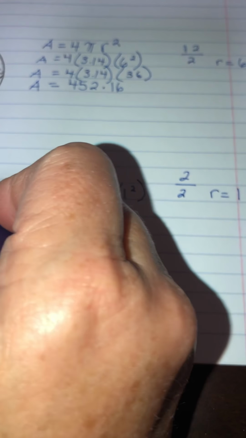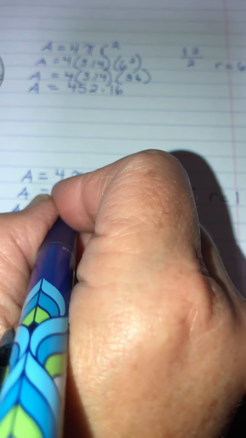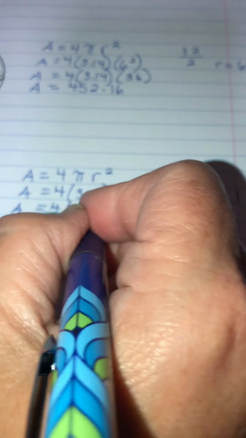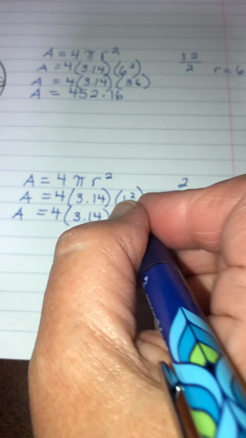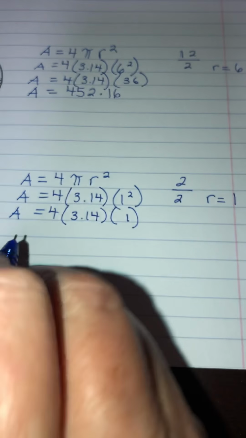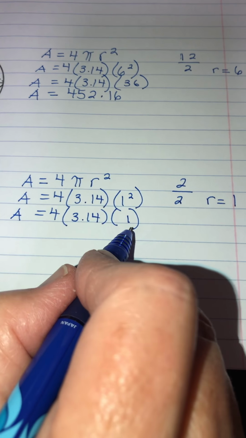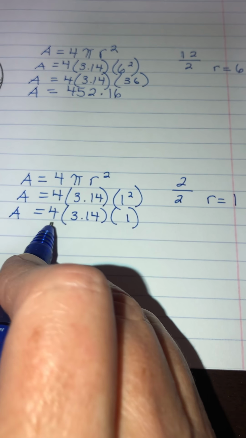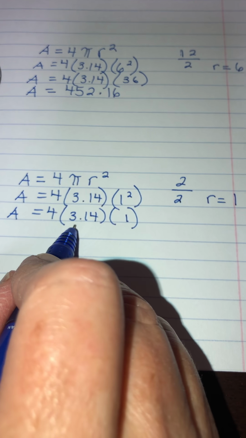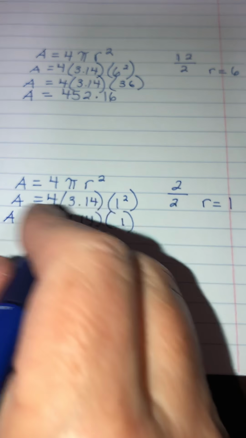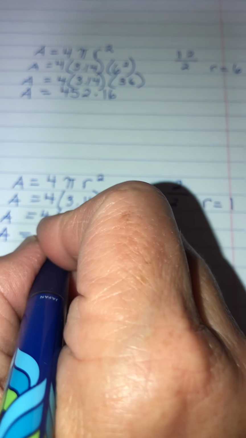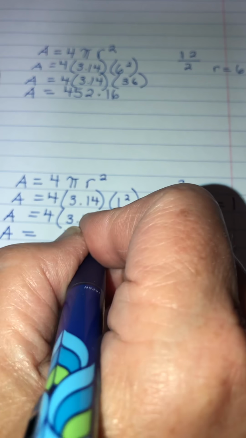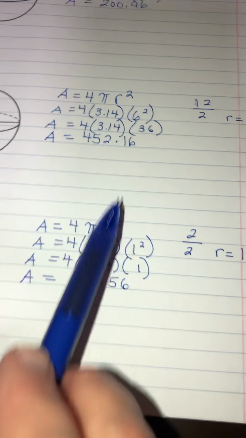Then I write it again: A equals 4 times 3.14 times 1 squared. 1 times 1 is 1. Then I multiply all the way across: 4 times 3.14 times 1. So the area equals 12.56.